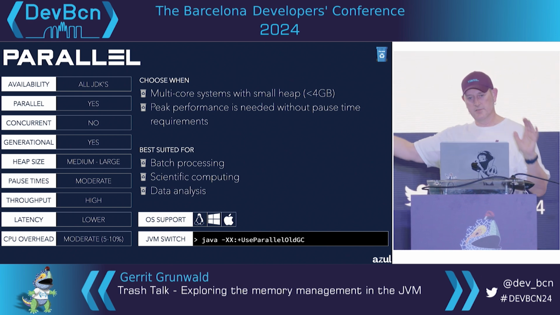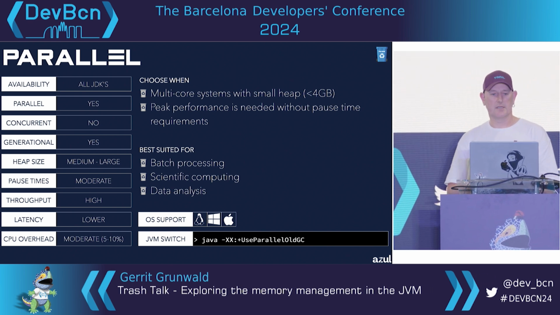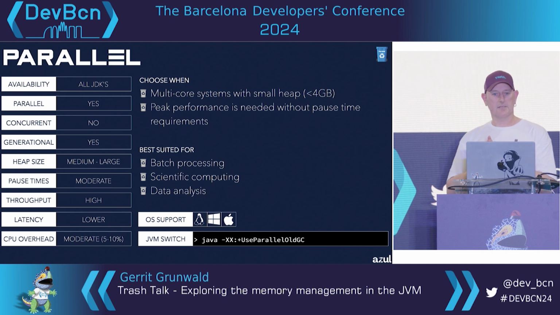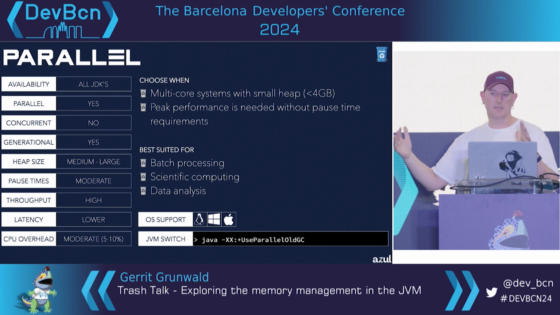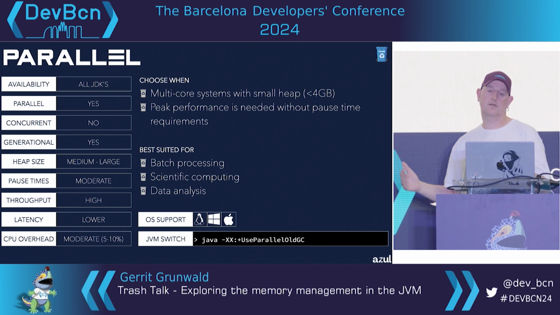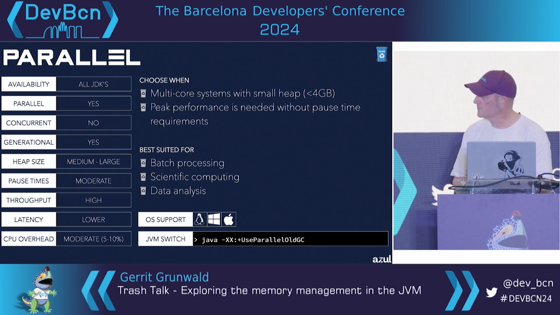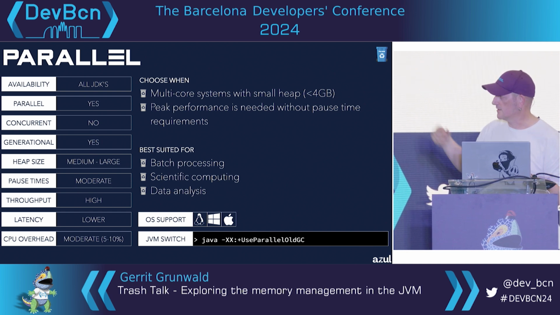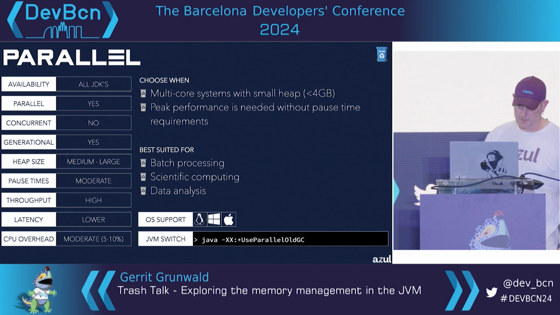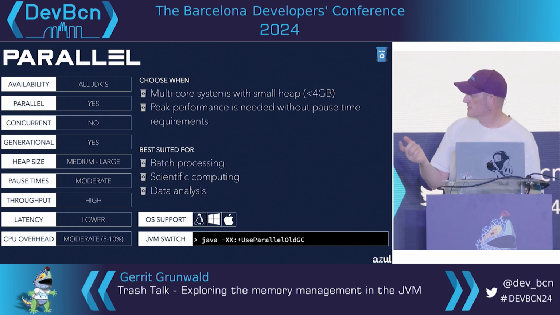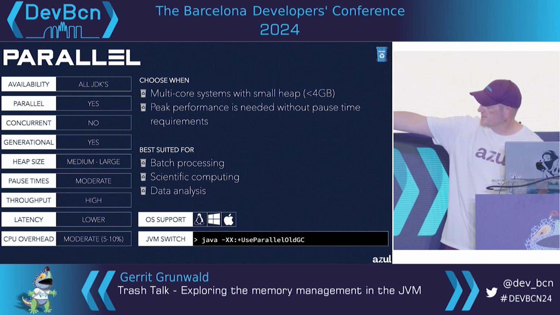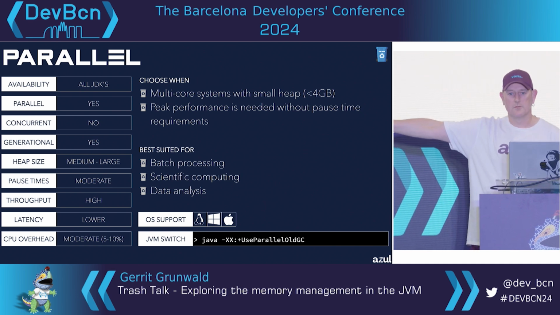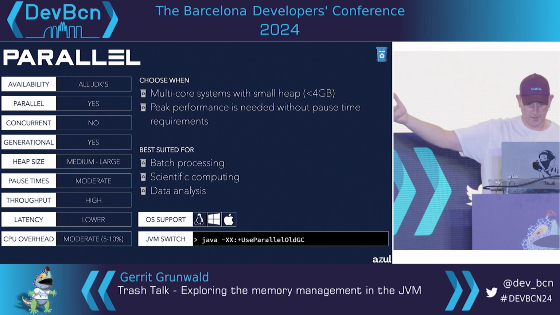If you have a large heap, let's say 128 gigabytes, it takes some time until it fills up, right? But once it's filled up, you have to do a garbage collection on 128 gigabytes, and that takes some time. So that's the problem with large heaps and these older collectors. It's good for batch processing, scientific computing, or data analysis, and this is the switch to turn it on. And you see the CPU overhead is quite low with this collector, which is a good thing.